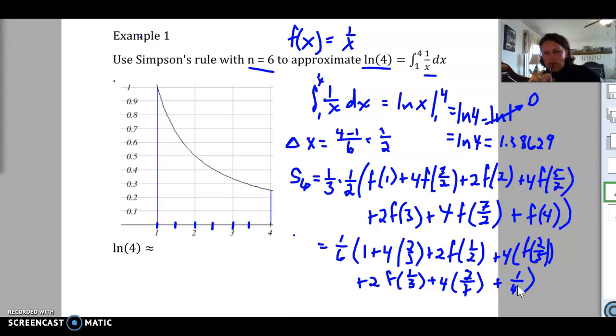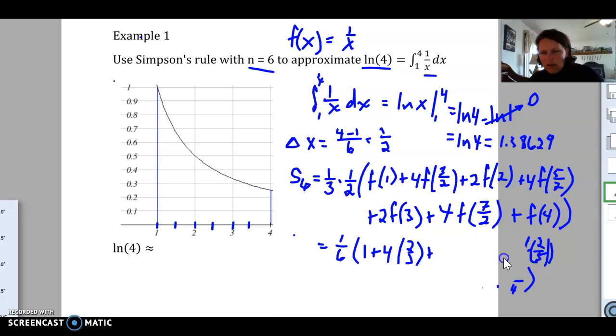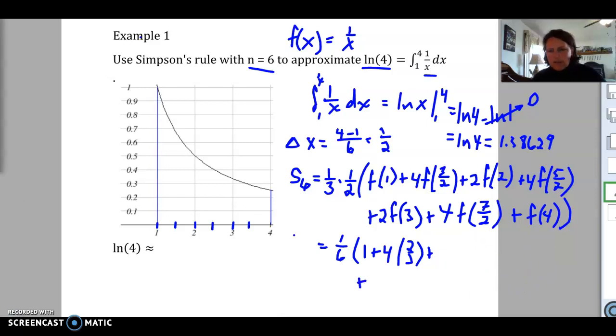Why did I put f's in there? I shouldn't have kept putting f's in there, should I? Okay. Let's rewrite that. We did fine after that point. Okay, let's try this one more time.